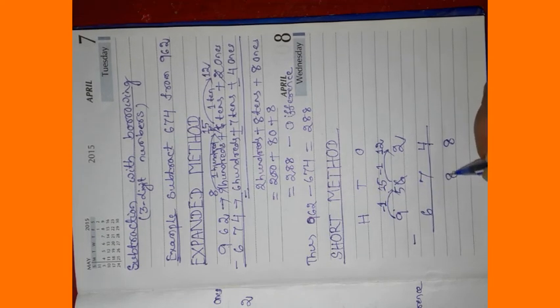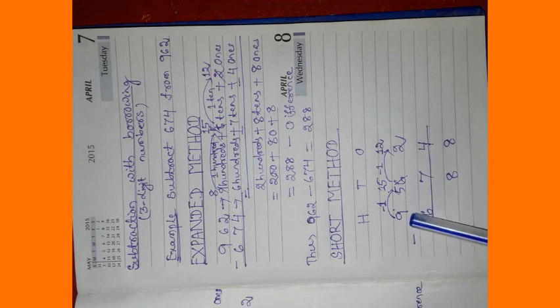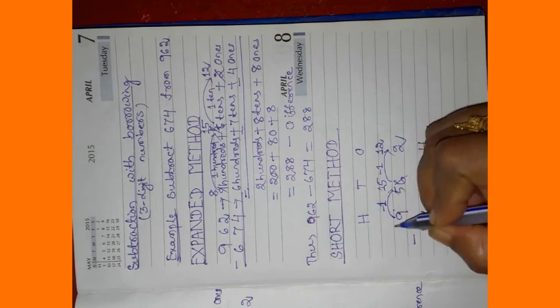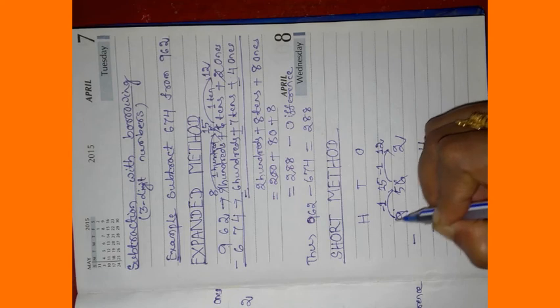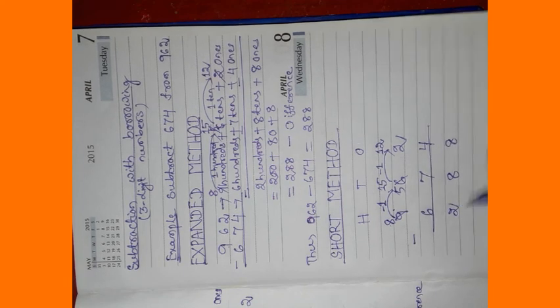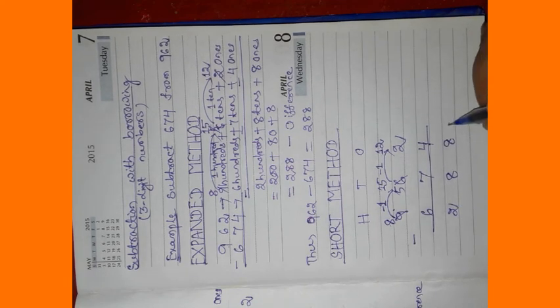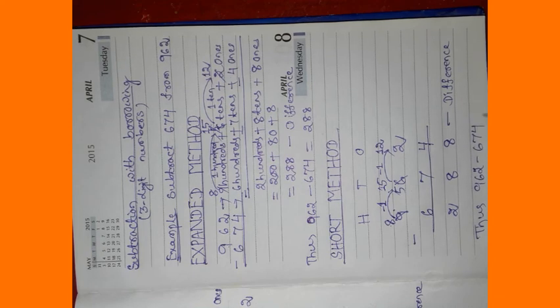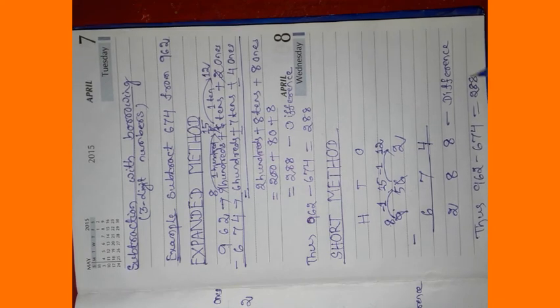It is 8 tens. Then how many hundreds are left? Here 8 hundreds are left. Then subtract 6 hundreds from 8 hundreds. It is 2 hundreds. So the difference is 288. Nine hundred sixty-two minus 674 equals 288.